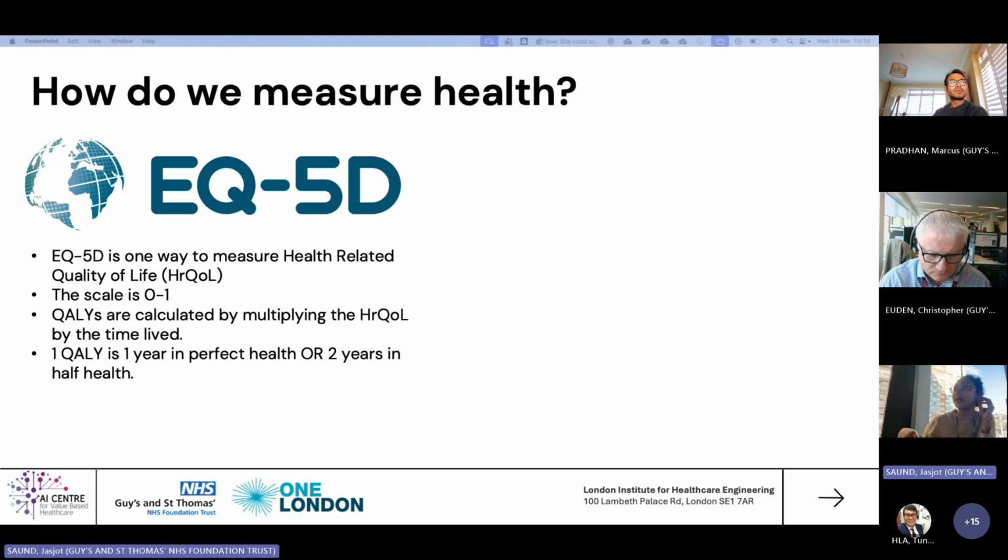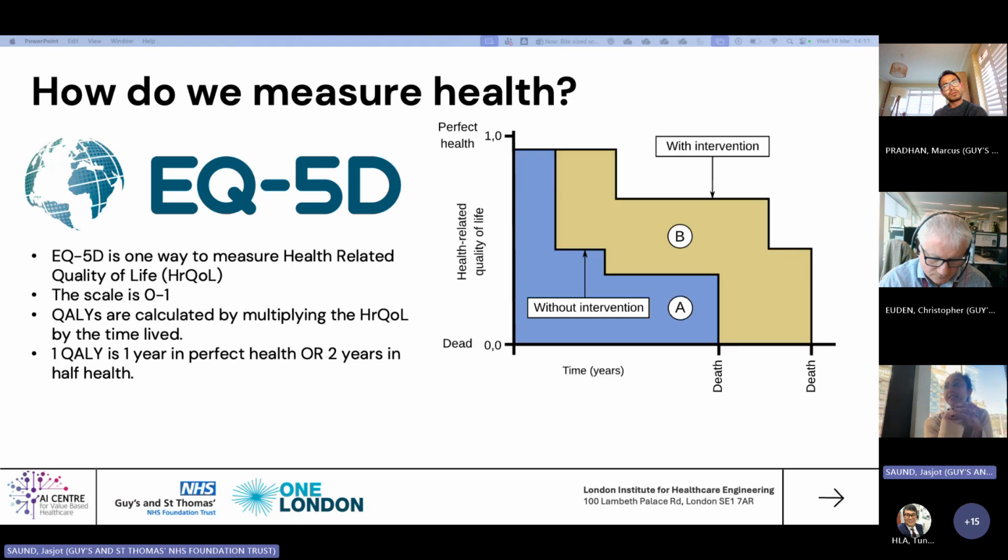Ultimately, at the end of that questionnaire, they use it to rank each health state and then give each health state a score between 0 and 1. So this is reducing it right down to what the quality ultimately is, where one quality adjusted life year is basically 1 year in perfect health, or you could also say 2 years in half health. This diagram shows that in a graphic format.